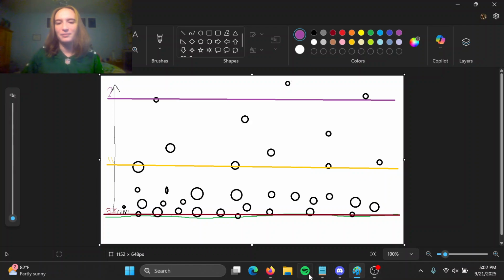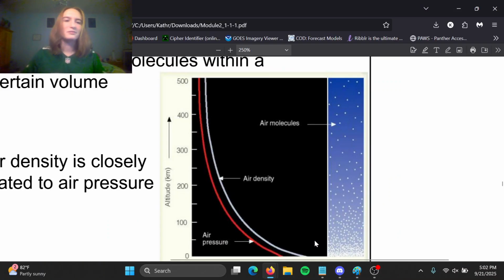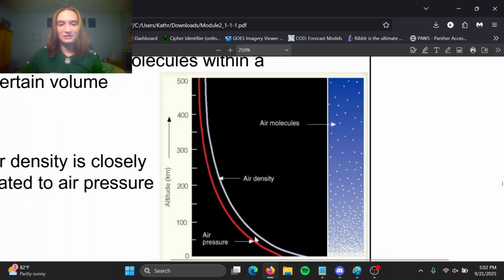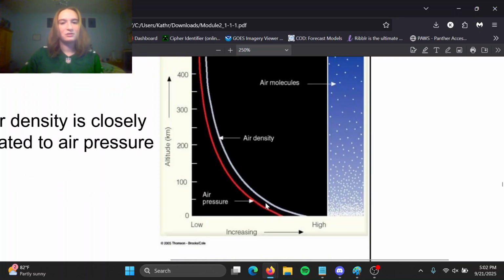Now you might remember this from the lecture. This is showing the same thing, right? You have all these air molecules really, really close to the surface. You have really high density near the surface. And as we increase in altitude, our density decreases exponentially. And as our density decreases exponentially, so does our pressure, right?